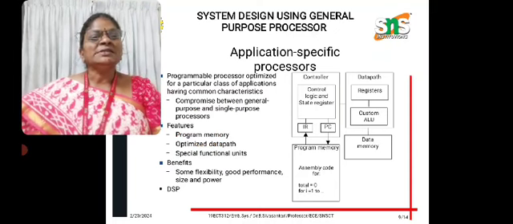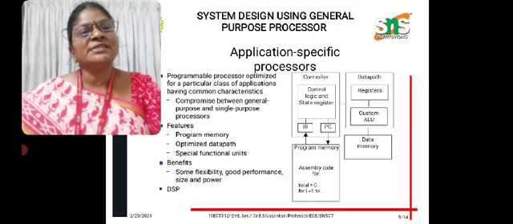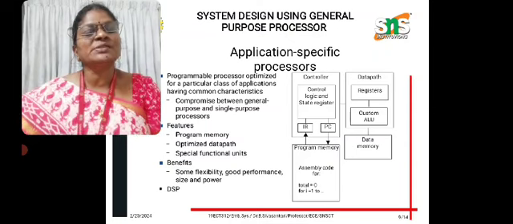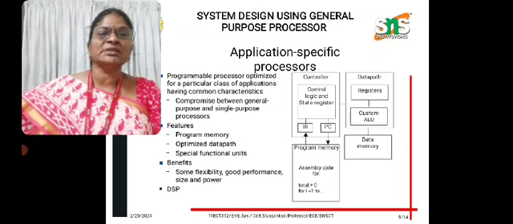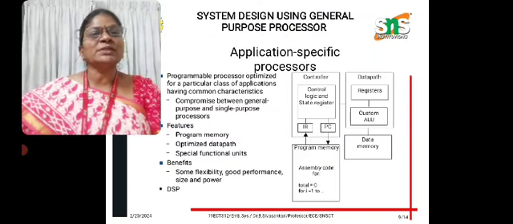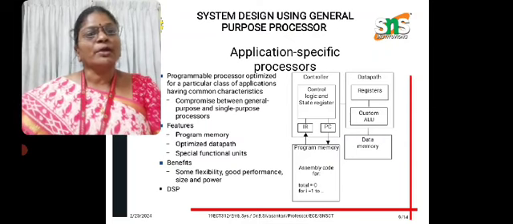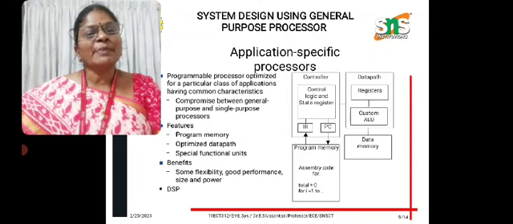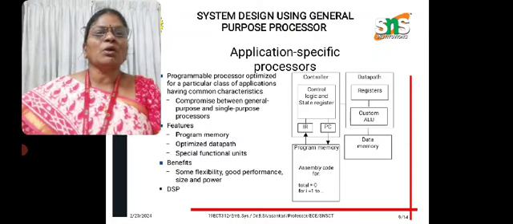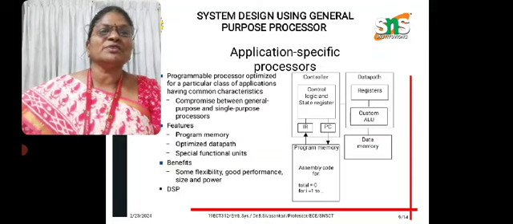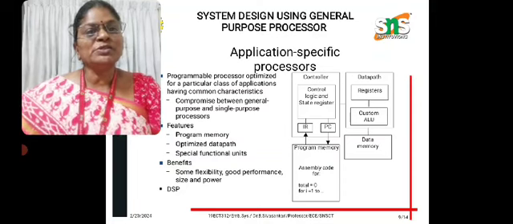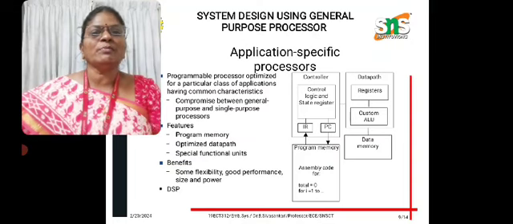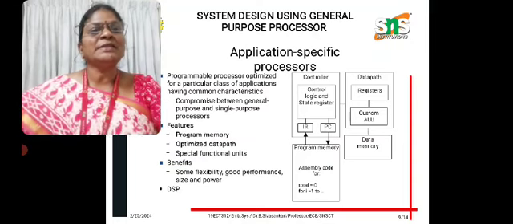Right? Let us have a review of ASIP, that is application specific processors, which is a programmable processor optimized for a particular class of applications having common characteristics, like a compromise between general purpose and single purpose processors. Its main features are program memory, optimized data paths, special function units, and the benefits are some flexibility, good performance, size and power, and DSP.